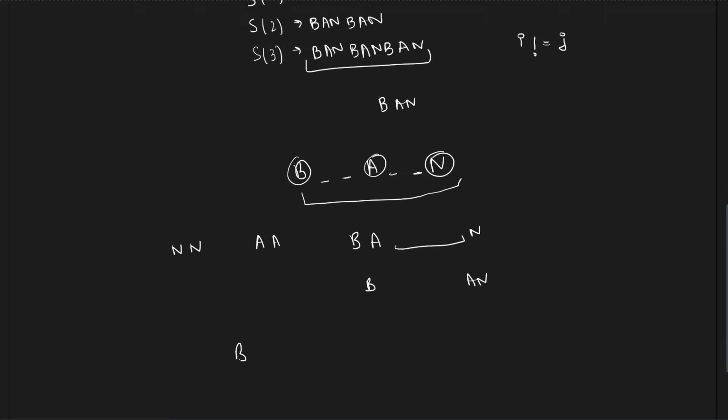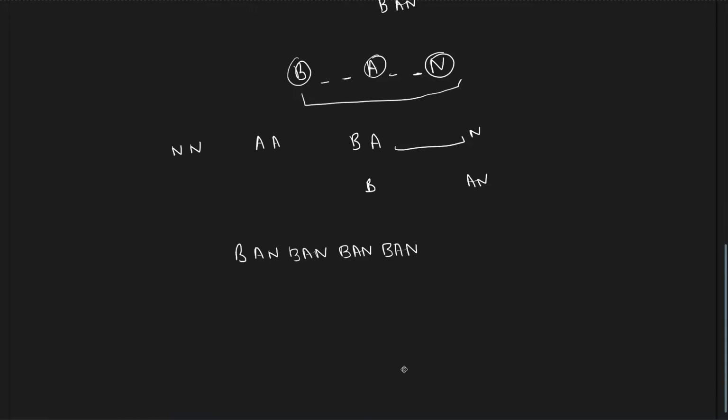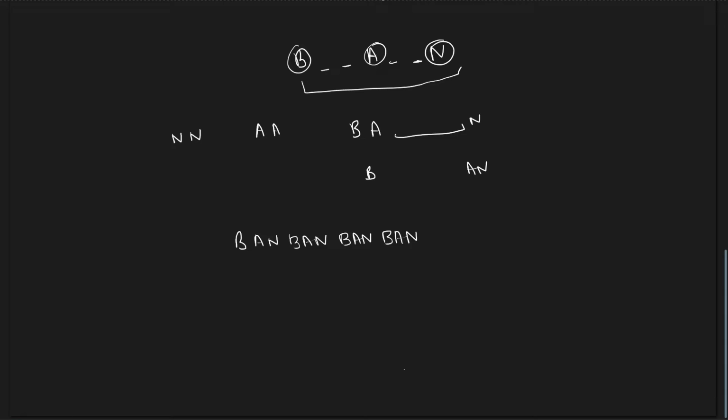Let me show you an example. If I have ban, let me just write it down 4 times. So if I have this, what I can do is I try to move all the a's to the right and I try to move all the n's to the left.